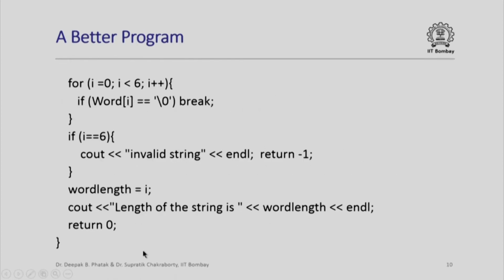A better program is to do this. If I equal to 6, then we say invalid string. That means the cin had read a string, but did not perhaps find a string of less than 6 characters. So, it did some fancy stuff, but when we came out I was equal to 6. Now, if even when reaching I equal to 5 I do not find \0 which was the 6th position in the array, then there is an invalid string. So, we return with an error. Otherwise, we print the length of the string is word length.